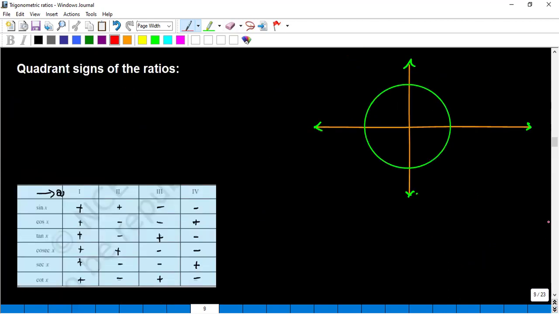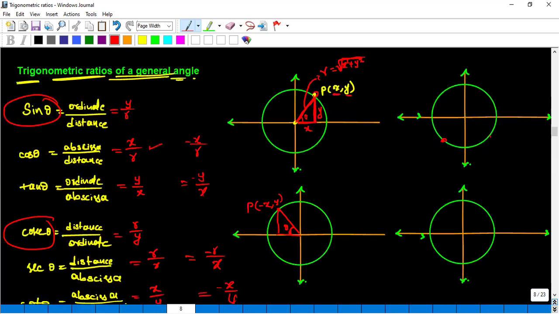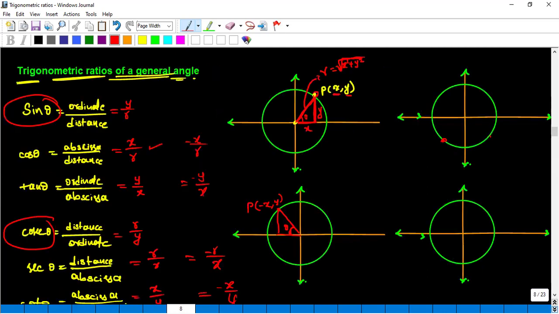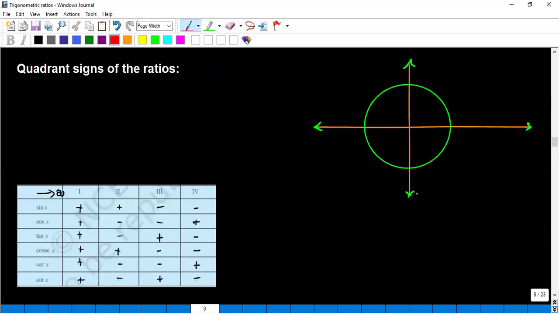And see here, quadrant signs of the ratios. That leads to the same thing in the previous slide that we have discussed. That is very important. How trigonometric ratios change the signs if you are in a different quadrant.